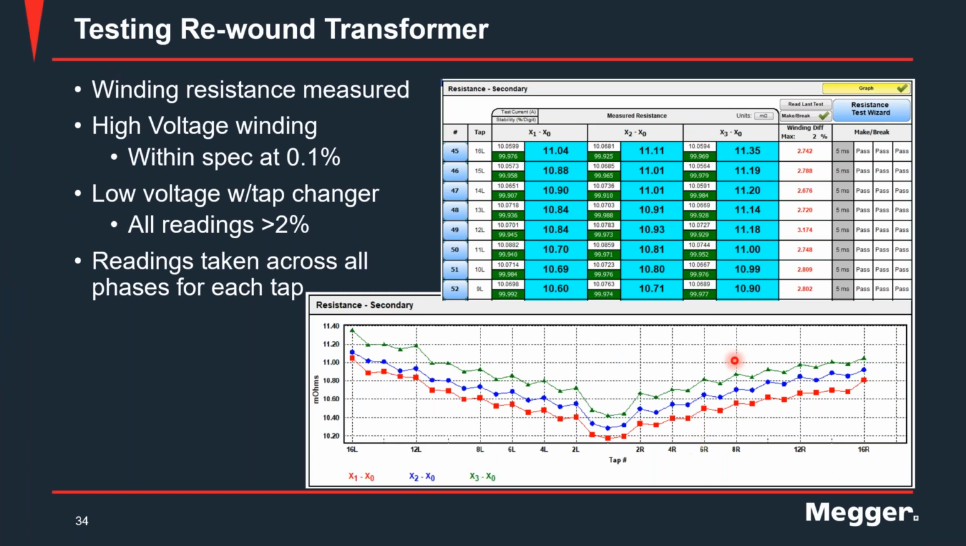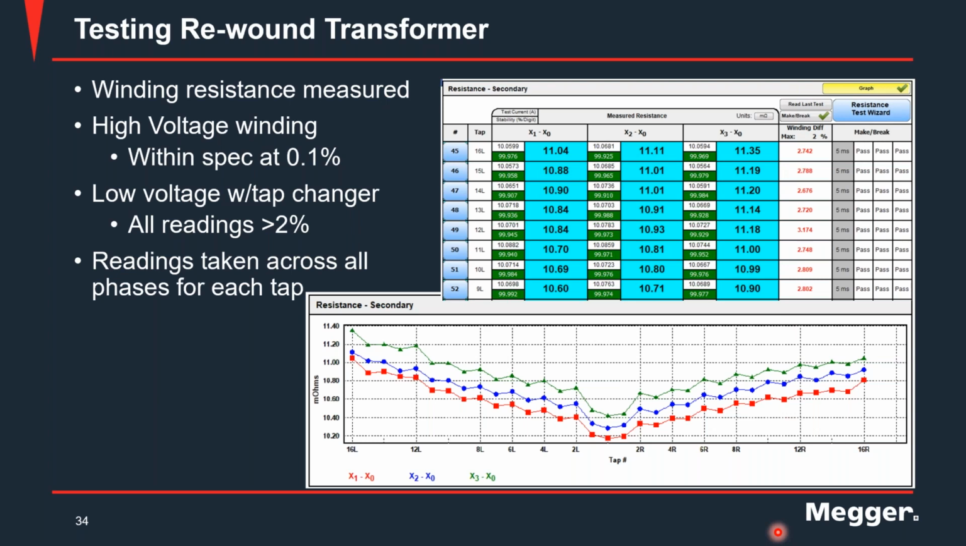And I've shared the graph of how that resistance trace, or that response, looked. During my conversation, it was a discussion where the readings were taken across all phases for each tap. What I mean by that is, once you were, let's say, on tap 16 lower, you are measuring the resistance of each phase, and then changing your tap, and then going to the next tap, and then getting the resistance measurements for all phases. So that was the method that was used.